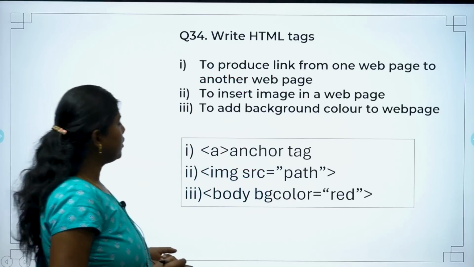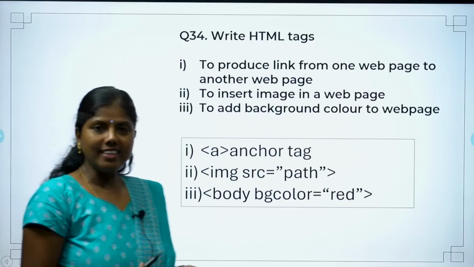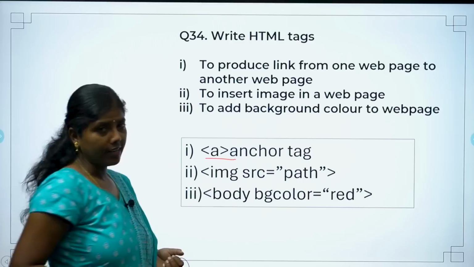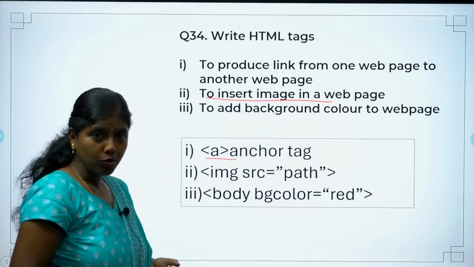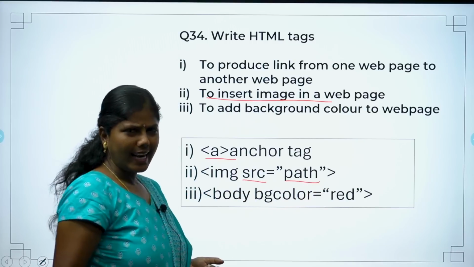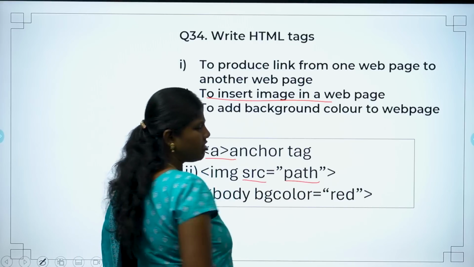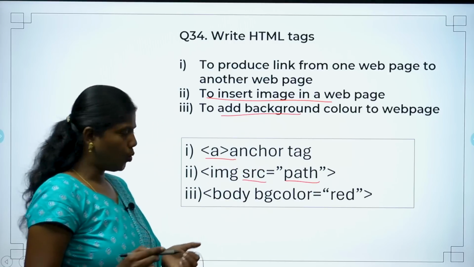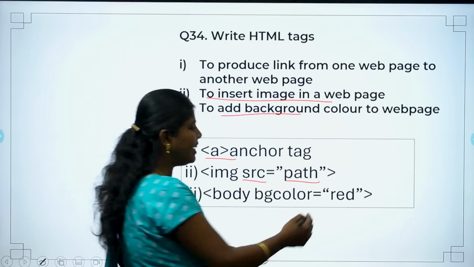Write the respective HTML tags to produce a link from one web page to another web page. To create a hyperlink, we make use of the anchor tag. To insert an image in the web page, we make use of the img tag. So img src is the source; you can just write the path where exactly the image is stored. To add a background color to the web page, body bgcolor equals red. It's any color which you want.